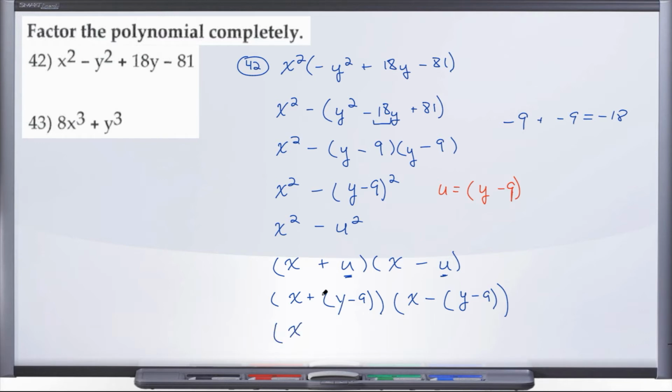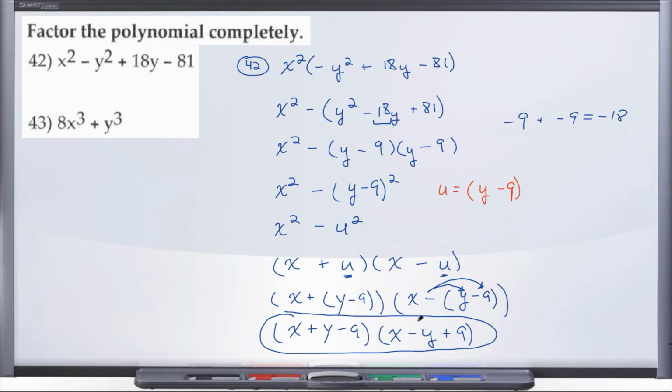We're going to have x, and because this is a plus sign, a positive, that means the signs of what's inside this set of parentheses are not going to change. So we have plus y minus 9. And here in the second set of parentheses, our second factor, we have x, except now when we distribute this negative through, we're going to have negative times positive y is now minus y, and negative times negative 9 is now positive 9. And there we have the final answer for number 42. x plus y minus 9 times quantity x minus y plus 9.